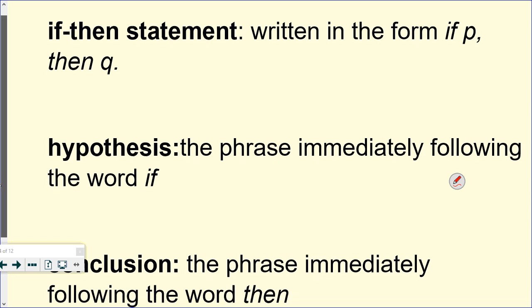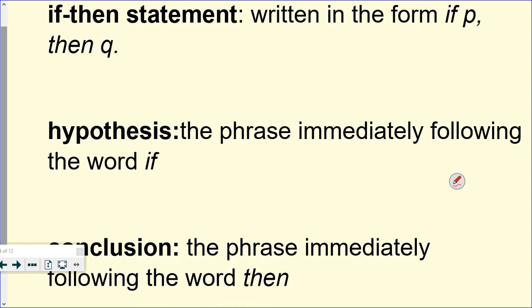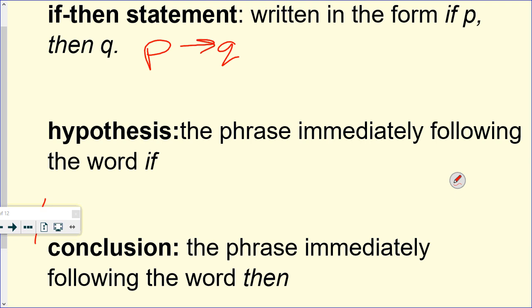So an if-then statement is written in the form if P then Q. You want to make sure you put down the symbolic notation because we're going to get more into this tomorrow. If P then Q, because we have this little arrow that's actually a statement. And we will talk more about that part tomorrow, but just in case you need to see that. So the hypothesis is the phrase immediately following the word if. It's our conditions. It's what has to happen.